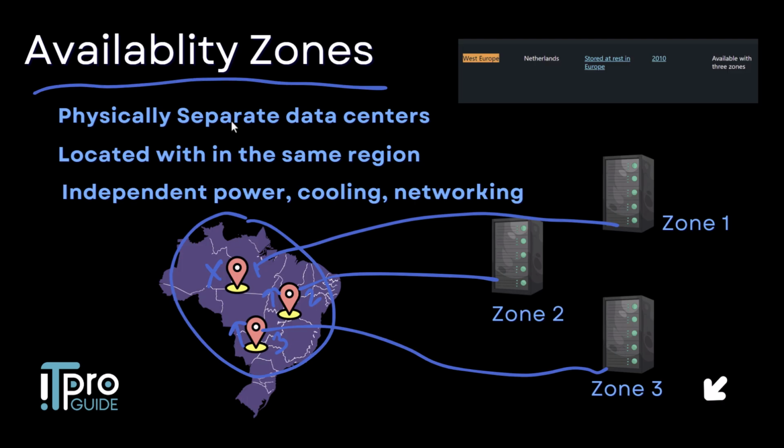So let's summarize this video. Azure region is a geographical location. You call it West Europe, East US, UAE North, something like that. Inside an Azure region, there are one or more data centers, and these data centers are called availability zones. That's it. See you in the next video.